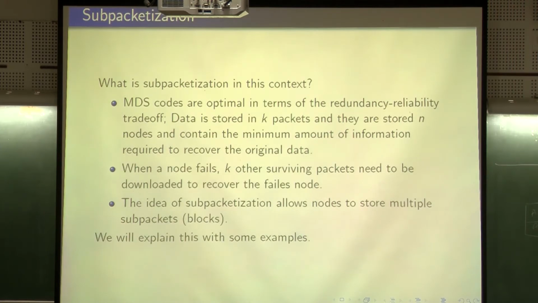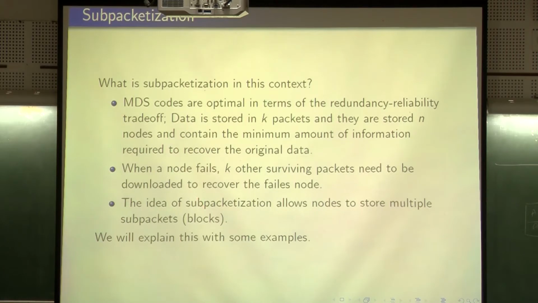So what is sub-packetization? I'll restate the idea of sub-packetization that I mentioned. So far we know MDS codes are optimal in terms of the redundancy-reliability trade-off, because they have just enough information to get the k information symbols out. Data is stored in k packets, they are stored in n nodes, and they contain the minimum amount of information required to recover the original data. So you don't need anything more. An MDS code is compact this way: any k nodes are sufficient to generate the data.